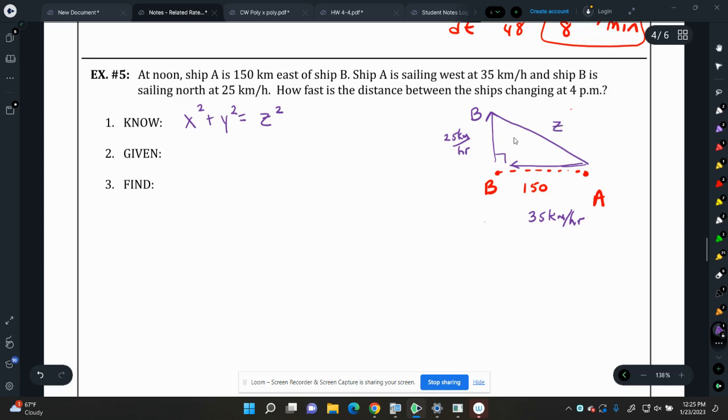Okay, so we're going to take a break from related rates. I am planning to have a test on Friday on related rate stuff, but we're going to take a little break from it for now.